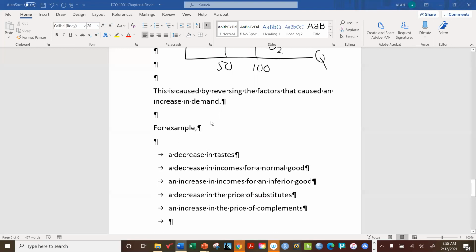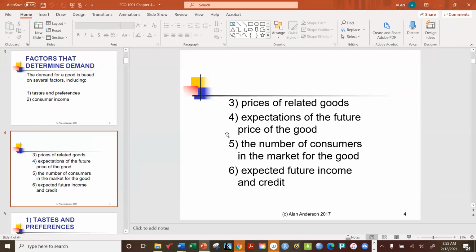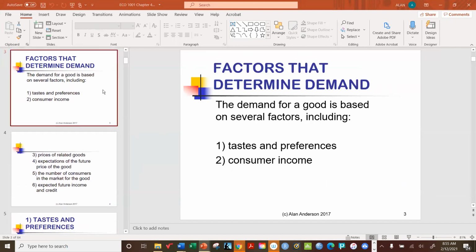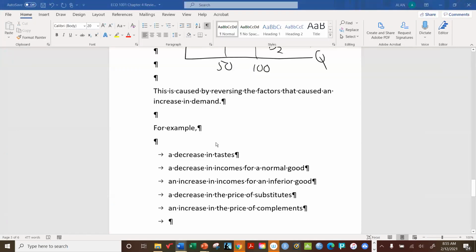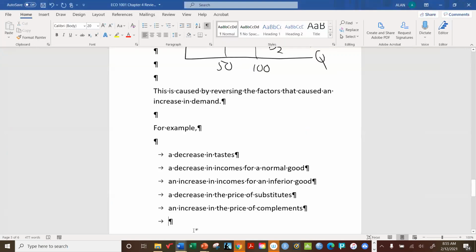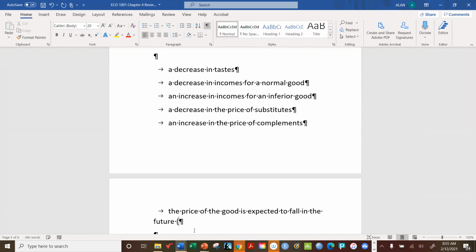Okay, I better double check. I want to make sure I'm doing it in the same order if I can help it. So it's tastes, incomes, prices of related goods, expectations. Okay. The price of the good is expected to fall in the future. Why is that? Because, in other words, people will wait to buy it until the price decline actually materializes.